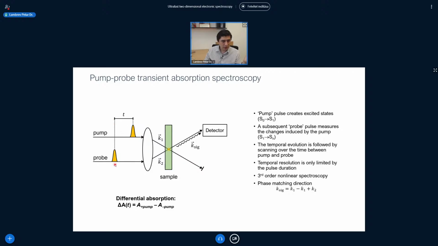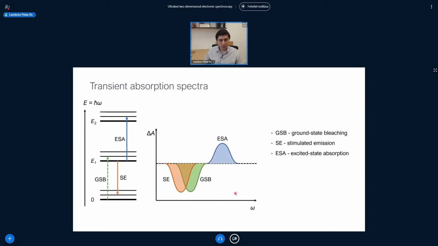Then after a time, we send another second pulse, which we call the probe, on the same spot, and we measure the changes in absorption of the system that were induced by the pump. So actually we need to make two measurements and take the differential absorption of the probe pulse with pump and without pump to subtract the background absorption. Okay, in a nutshell, and if we have a spectral detector, we can measure spectra, transient absorption spectra.